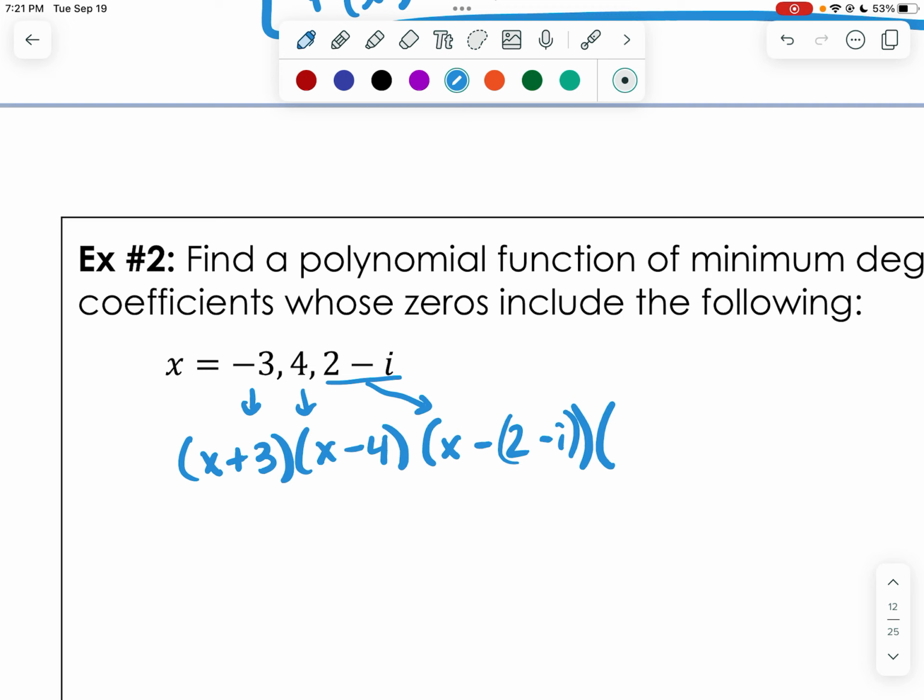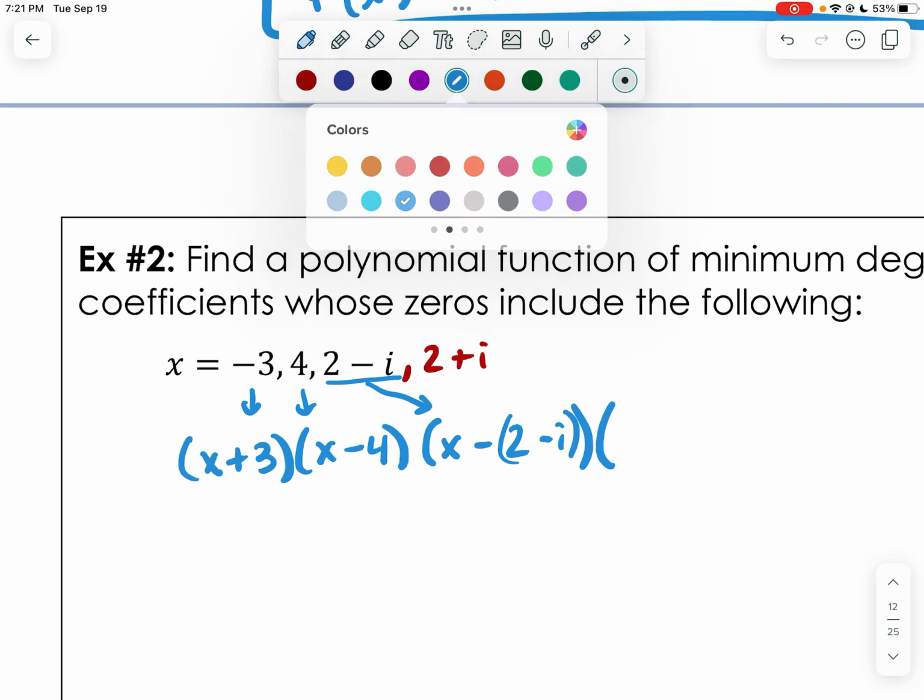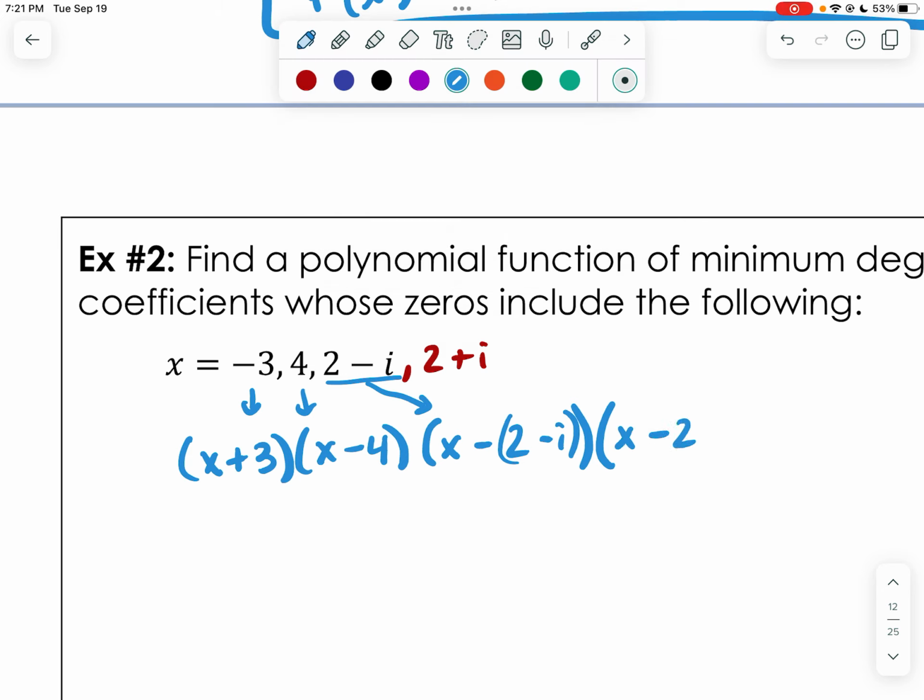But then remember, these come in pairs. So actually, there's another one that is 2 plus i. Okay, so that one we also have to write in there. So this would be x minus (2 plus i). I'm going to put that in parentheses because I'm subtracting that whole thing. Okay, so that's kind of the only trick here. Remember, complex numbers come in pairs, so you do have to include the conjugate as well.